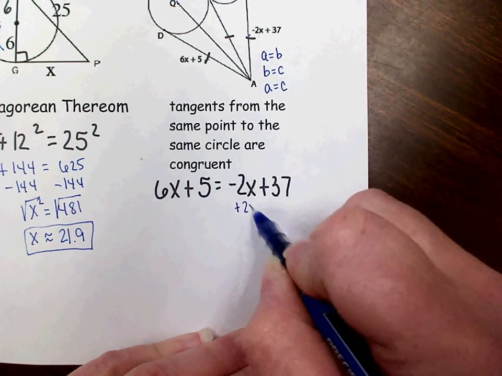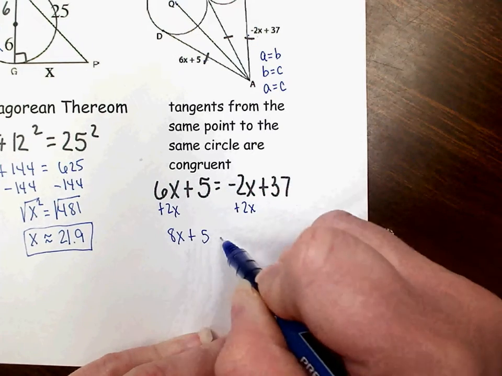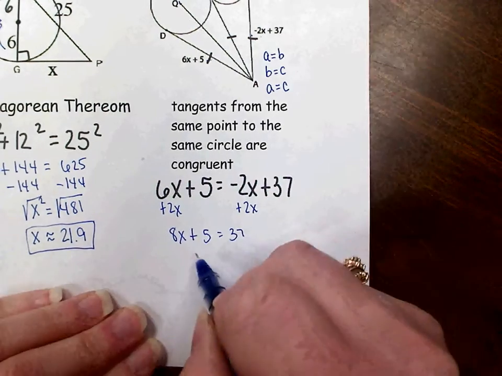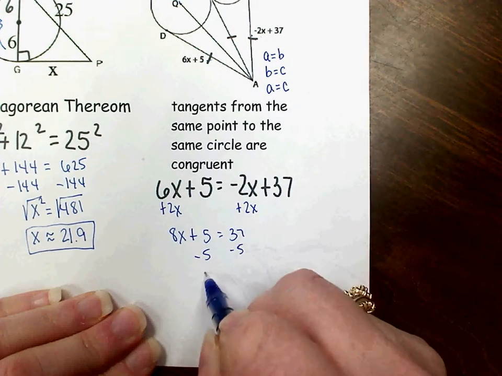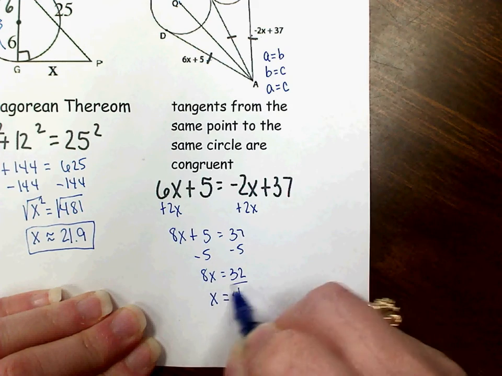So if we add 2x to both sides, we can solve the equation 8x plus 5 equals 37. So subtracting 5 from both sides gives us 8x equals 32, and dividing by 8 gives us x equals 4.